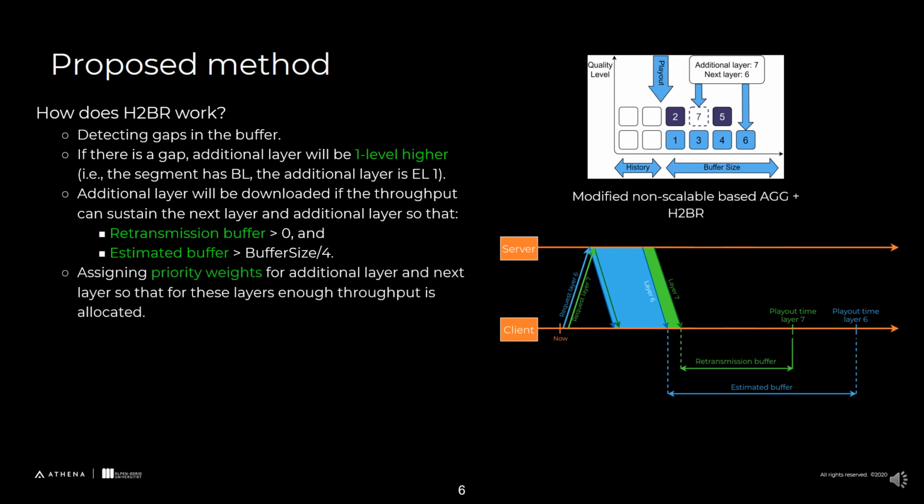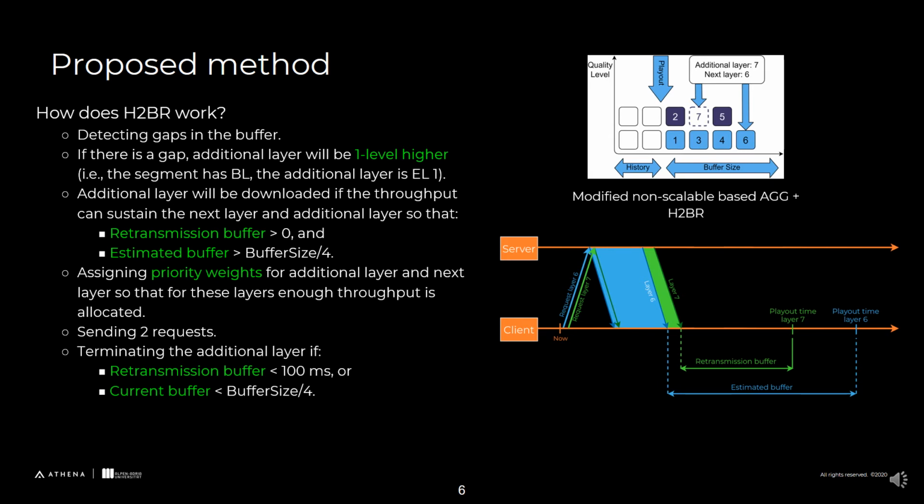If those two buffers satisfy the conditions, H2BR will assign the priority weight for the additional layer and the next layer so that for these layers, enough throughput is allocated. Then it sends two requests from the client to the server.